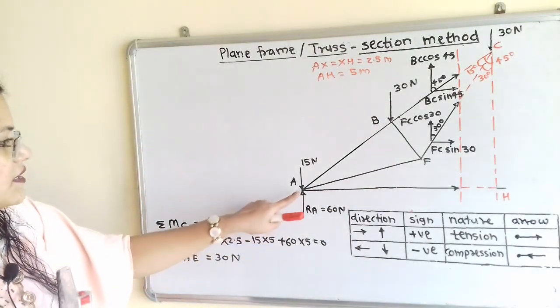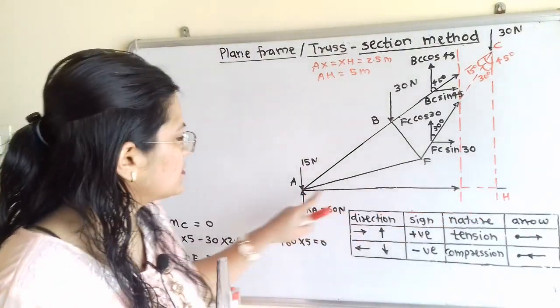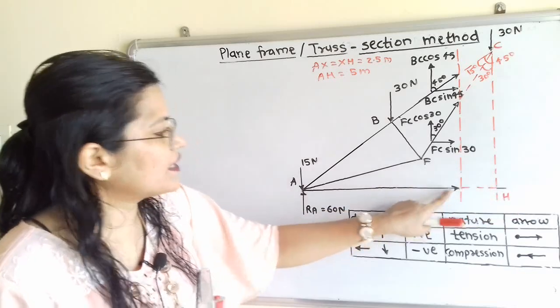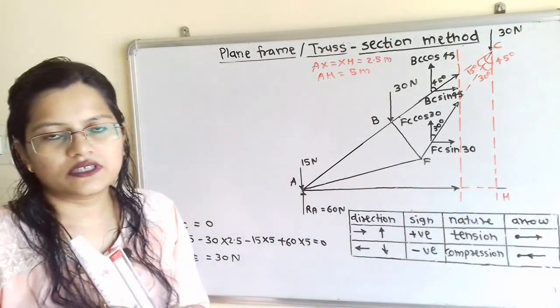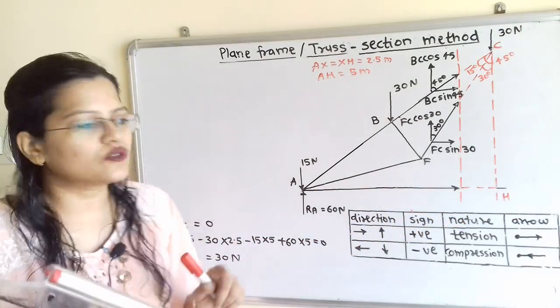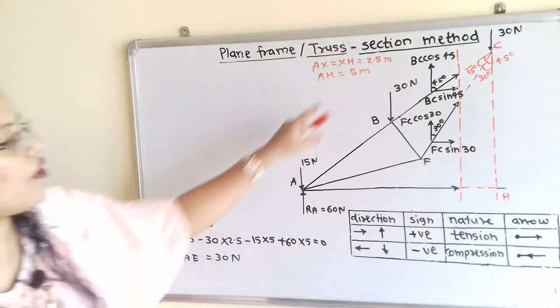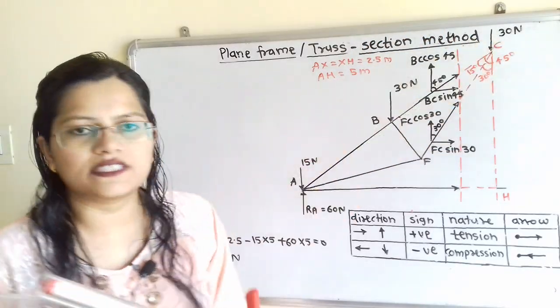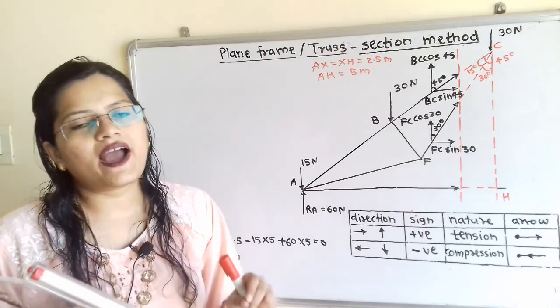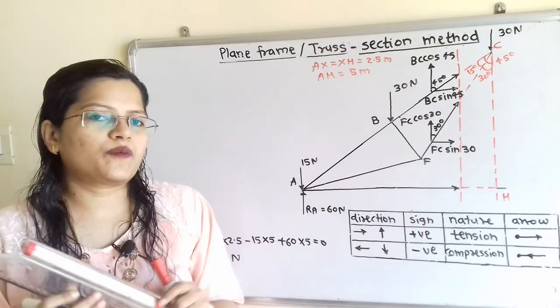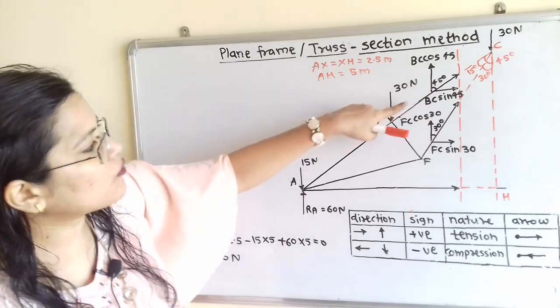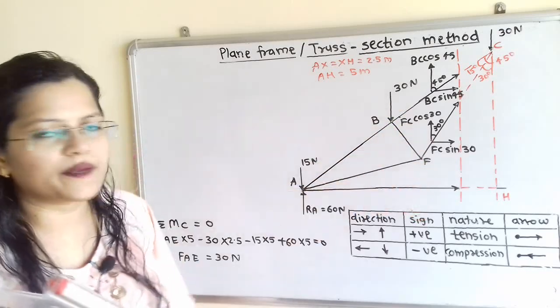Now this force AH is the horizontal force. Now we will apply the first rule, summation of moment of all the forces about point C is equal to 0. Why have we taken this point C? We have to find out the unknown forces in these three members.